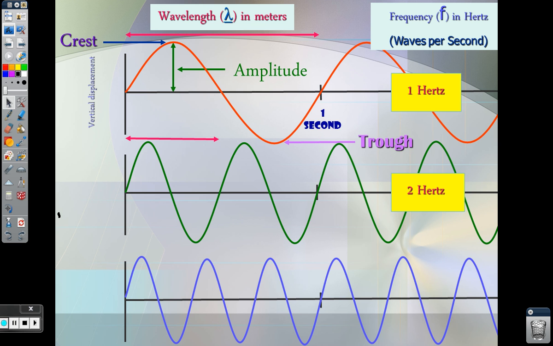So what's happening to our wavelength on this third one? It's getting even shorter. And then adding up our crests and troughs divided by 2, what is our frequency? 3 hertz. All right, we're comfortable with that.